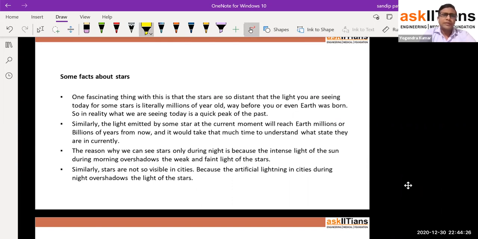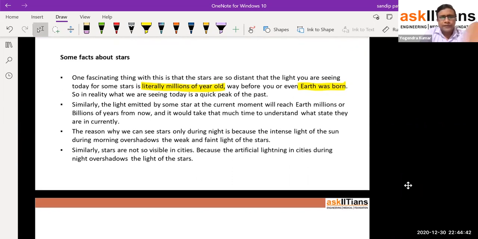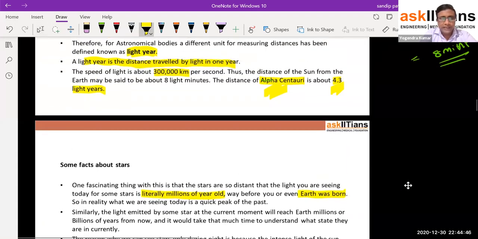Okay. So about the stars, they are very, very old. They are literally millions of years old, right? And some stars were there even before the Earth was born, right? So you can see, consider this star at 4.3 light years. It takes 4.3 years for its light to reach us, right?